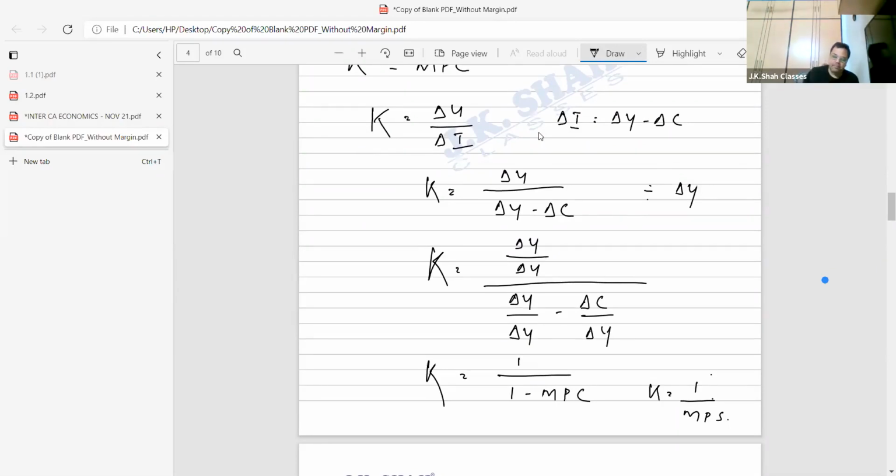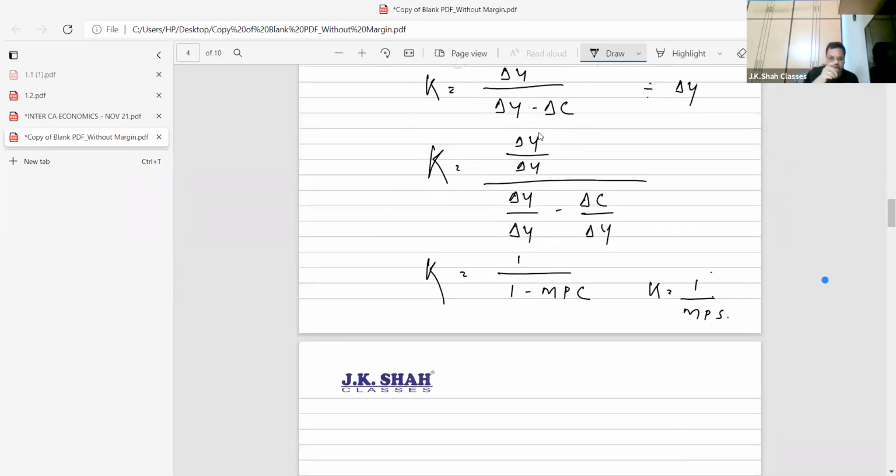Now, please understand, now I'll make it a bit confusing. Why? I'm not making it confusing, but I want the concept to be clear so that in the exam you can solve those numericals. Beta, when I say MPC plus MPS is equal to 1. Think, huh?